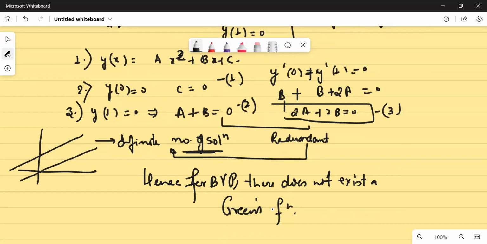Sir, we are not able to determine the value of a, that is why this has happened. Right. How will you determine the value of A plus B? You have two equations, and both of these equations are redundant. A plus B equal to 0 and 2A plus 2B equal to 0.